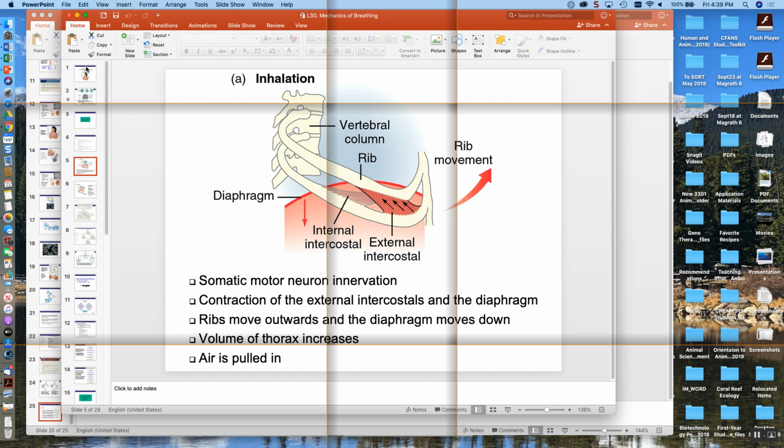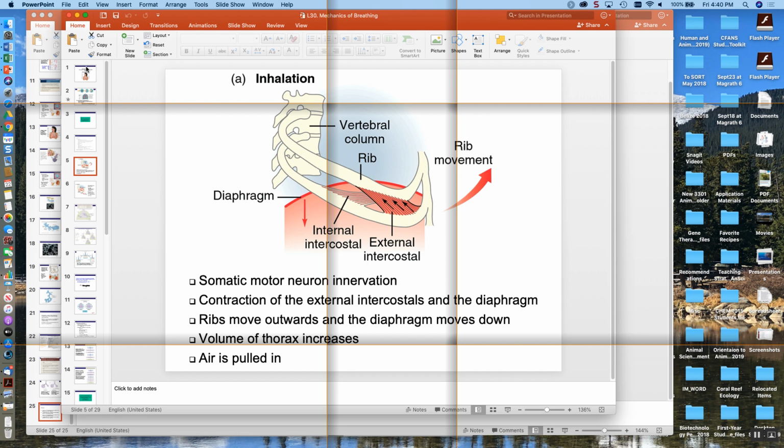Boyle's law states that an increase in volume decreases pressure. Right? So you usually decrease the pressure to -1 in the alveoli. Air is always going to flow from high pressure to low pressure. It's going to pull that air in, right? Ribs move outwards, diaphragm moves down, volume of thoracic increases, air is pulled in. Pretty good?